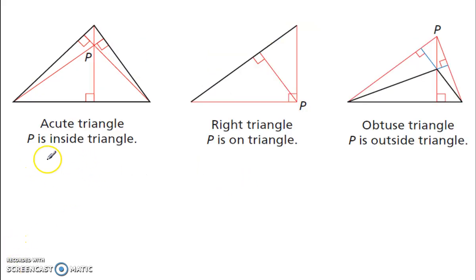Now, here are three different examples. Depending on the type of triangle, the orthocenter is either inside the triangle, or it is on the triangle if it's a right triangle, or if it's an obtuse triangle, it's outside of the triangle.